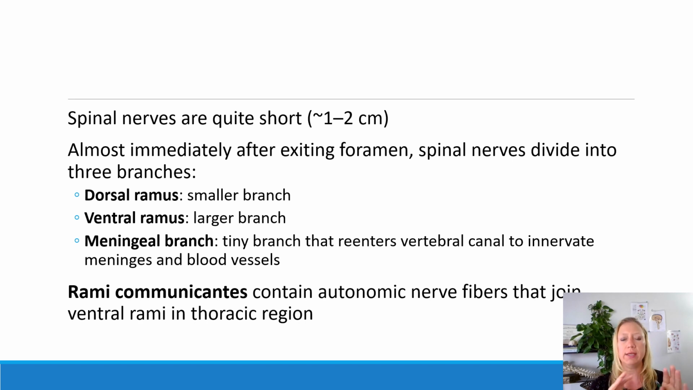The rami communicantes, so they're communicating, okay, branches that communicate. Rami, ramus, branch, okay, or arm or branch, just branches. Rami communicantes, this is the autonomic nerve fibers that join ventral rami in the thoracic region.